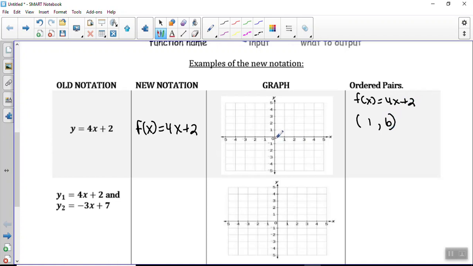I'm going to put that on here. So when I plug in 1, I get 6. So I'm going to plot that point here. Oh, it went a little above the chart, but it's right there.